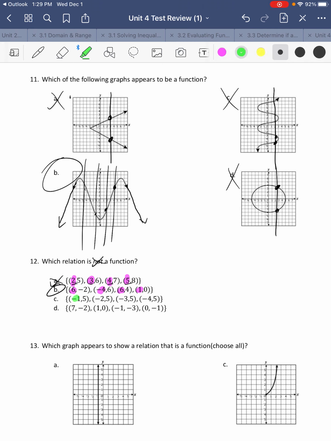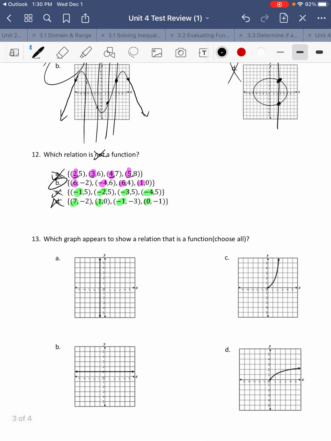Next one we have -1, -2, -3, -4. That is a function, so that can't be the answer. 7, 1, -1, 0. That is a function, so it can't be the answer. So the only one that is not a function is B.